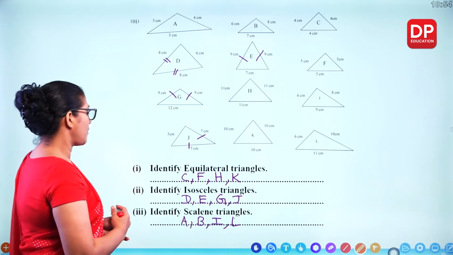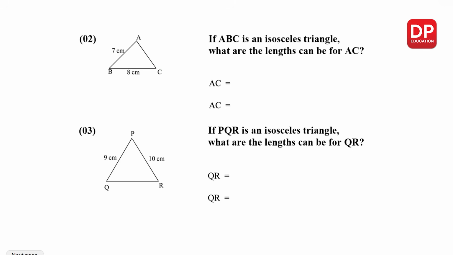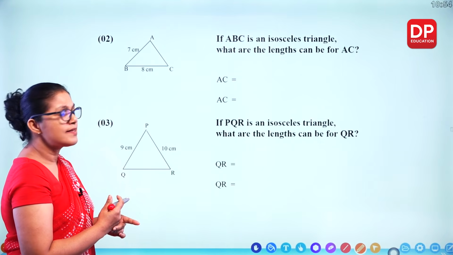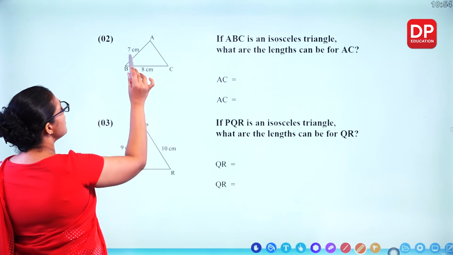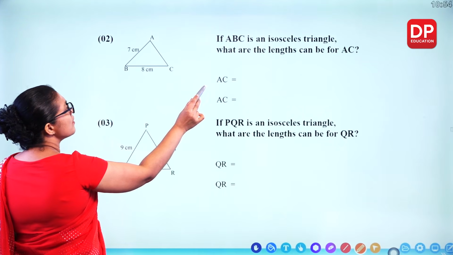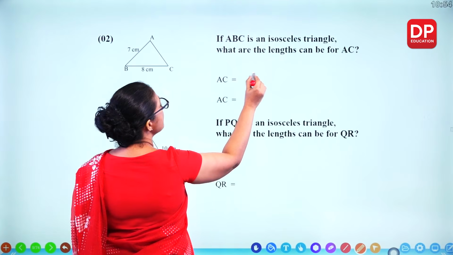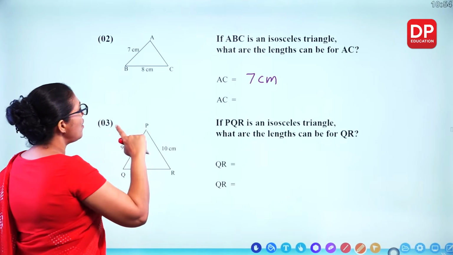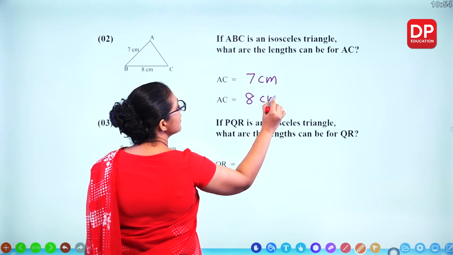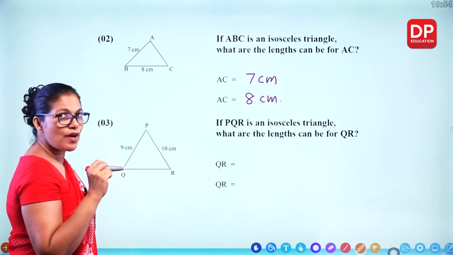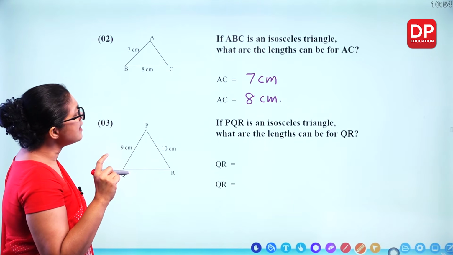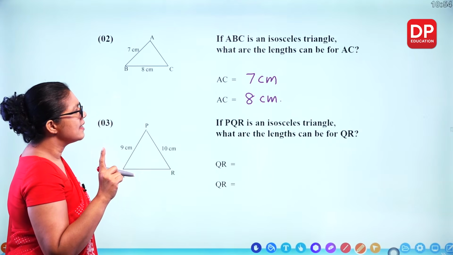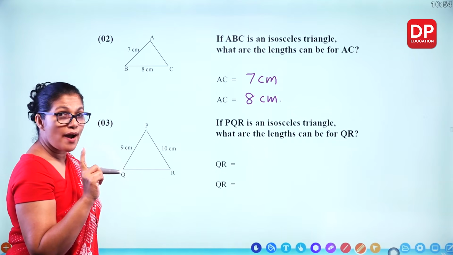Look at this one. ABC is an isosceles triangle. What are the lengths can be for AC? Isosceles means two lengths should be equal. If one is 7 and this is 8, to get an isosceles, AC can be either 7. Then 7, 7, 8 is an isosceles triangle. Or it can be 8, 8, 7. That's also an isosceles triangle.